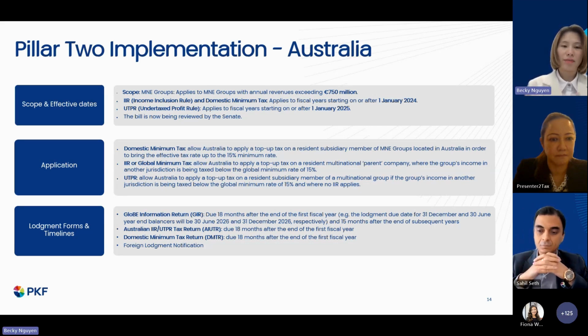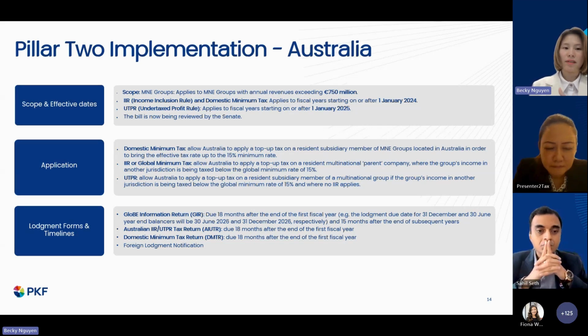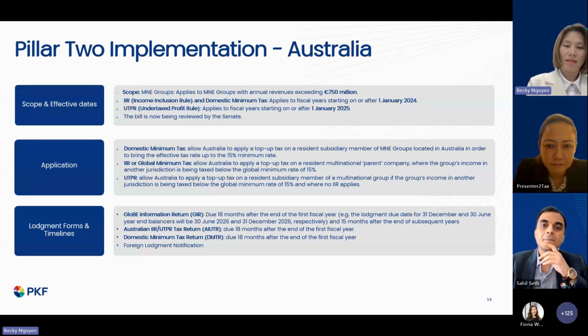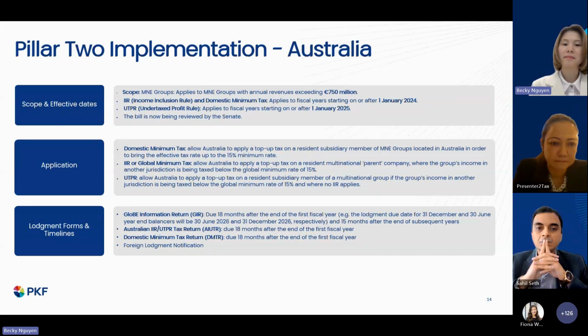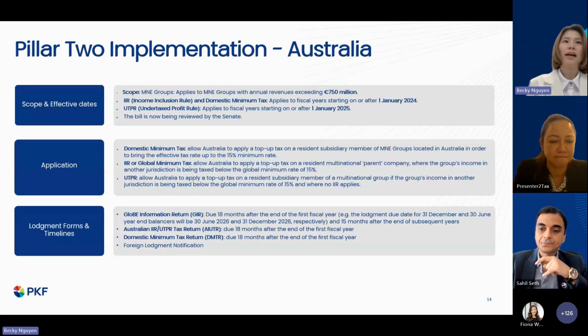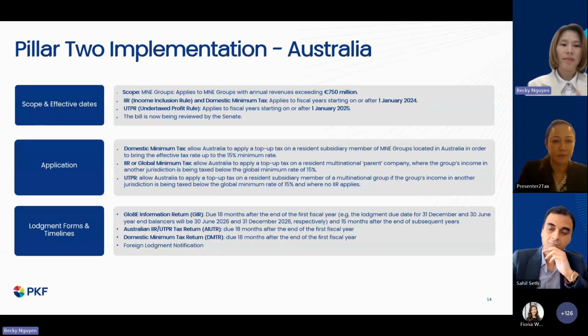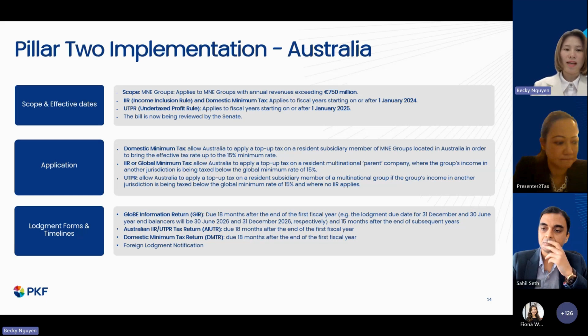And the undertaxed profits rule applies so that Australia can impose a top-up tax on a resident subsidiary if the group's income is being taxed below 15% and where no global minimum tax rules apply in their jurisdictions. In terms of the timeline, the new global income information return form and the Australian income inclusion rules tax returns, those forms, additional obligations for taxpayers, will be due 18 months after the year end.